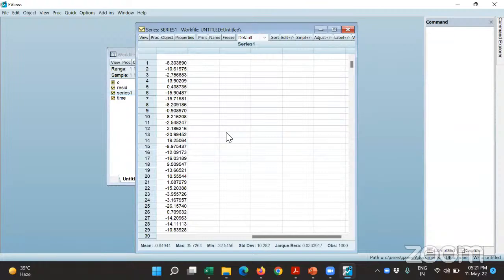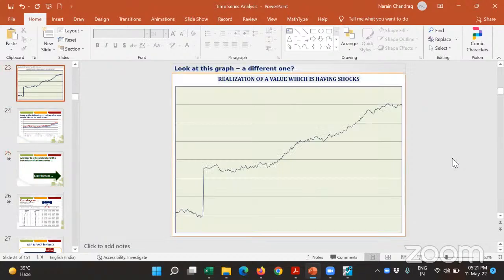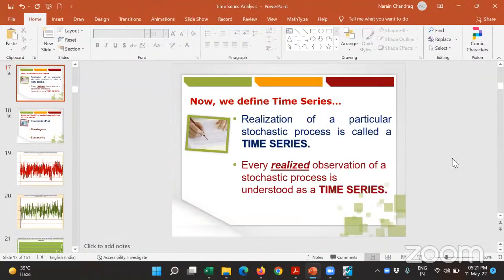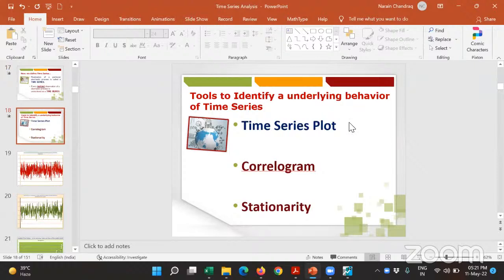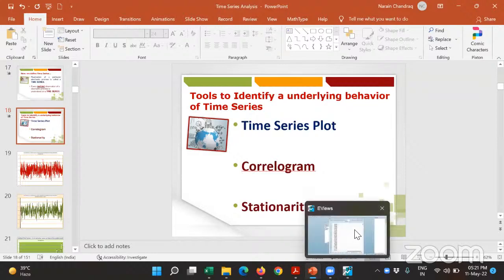Of course, I'm going to talk about all three aspects which I mentioned in the presentation, that we can look at while analyzing a time series data set. I'll look at the time series plot, so I prepare a graph, I look at the correlogram, and I'll go for the stationarity test. Let me focus on that aspect.